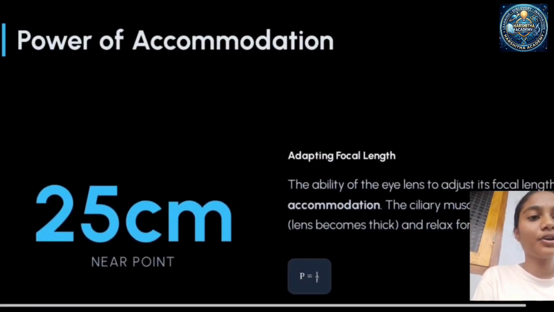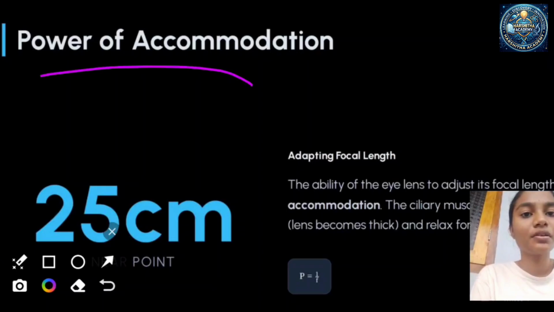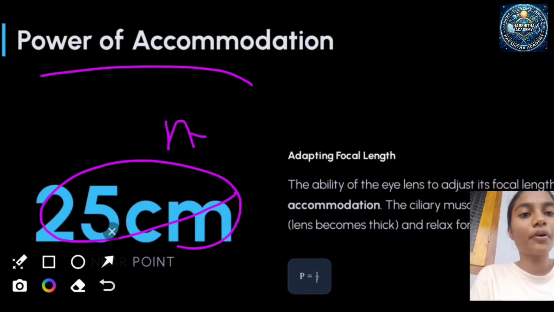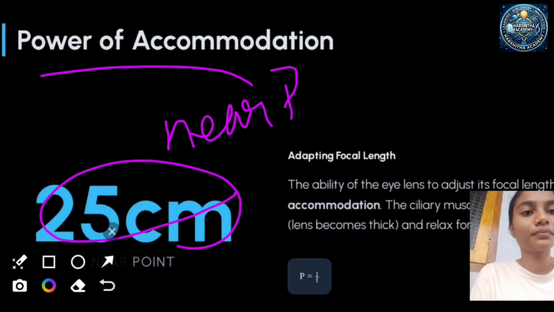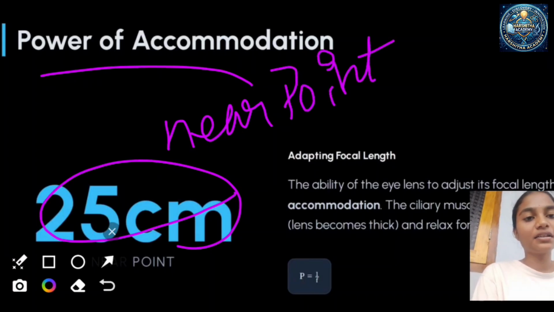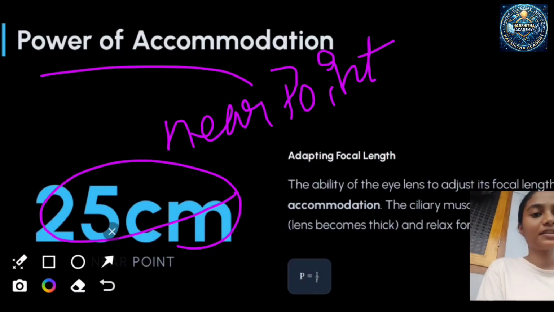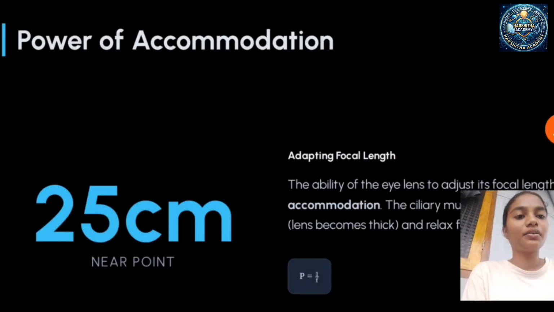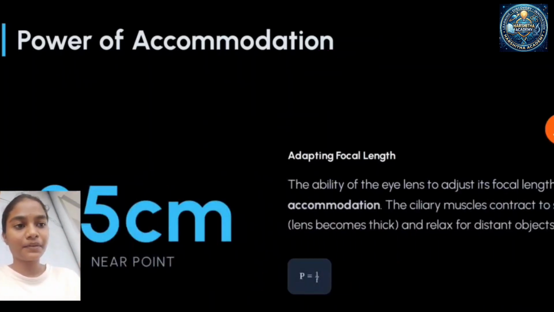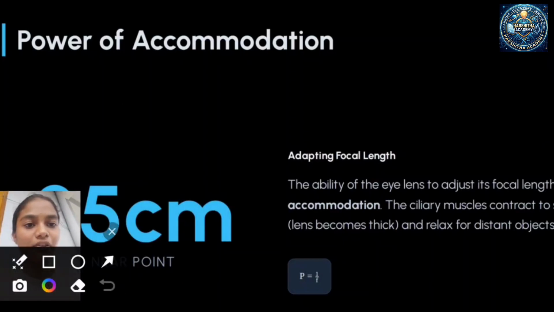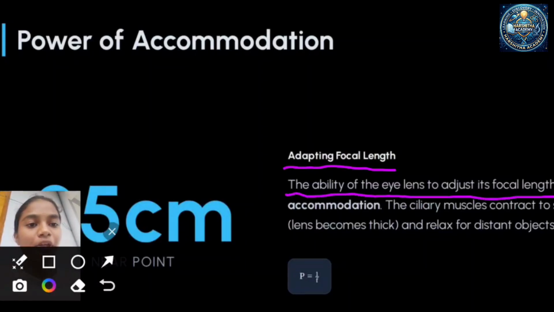Do you know what is meant by power of accommodation? It's 25 centimeters. It's a near point. We call this the near point. And another thing is adapting focal length, the ability of the eye lens. So what do you mean by accommodation? Let's see now. Here you can find the definition. Adapting focal length means the ability of the eye lens to adjust its focal length to see near and far objects. Actually this is a simple definition.